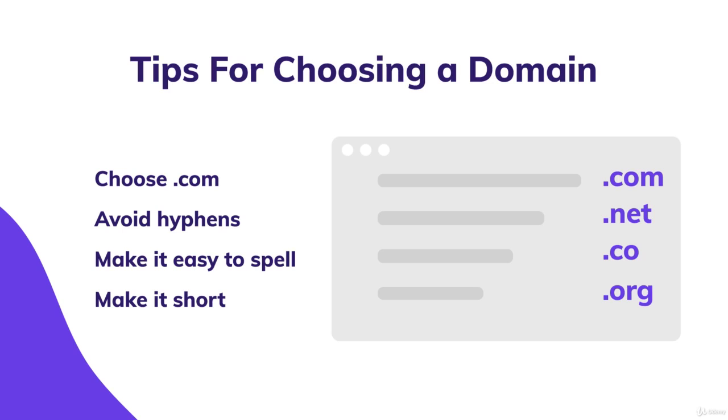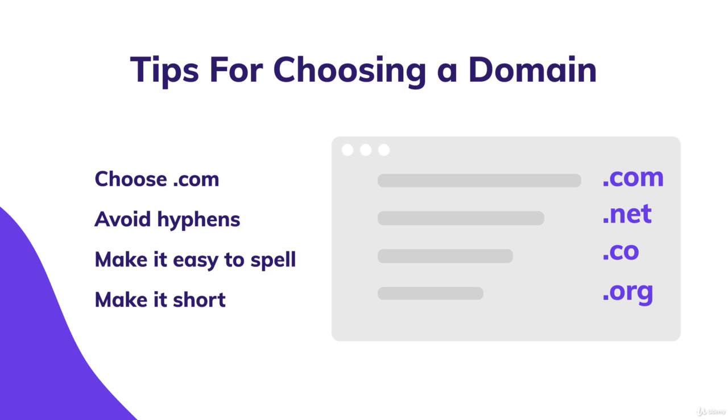So first of all, if possible, always choose .com because it's the most popular one and it's the most recognizable one. And if that domain name is not available, the next best option would be .net. Second tip, make it short. Don't go over the top with a long domain name. There's no need. Just make it short and simple. The best case scenario would be keep it under 15 characters.